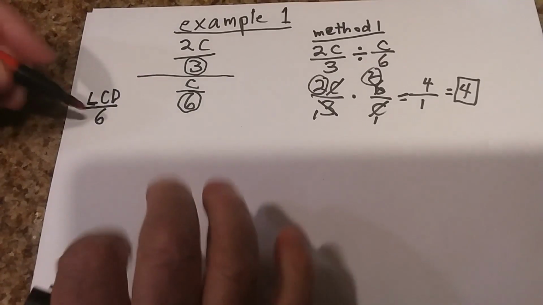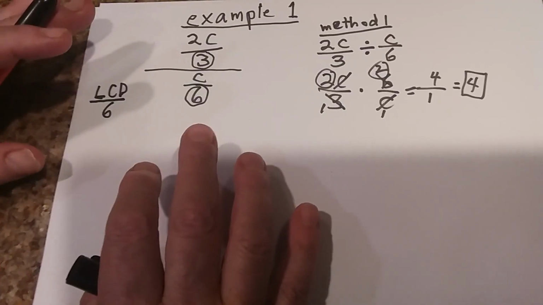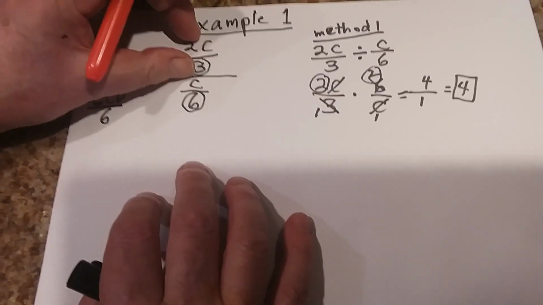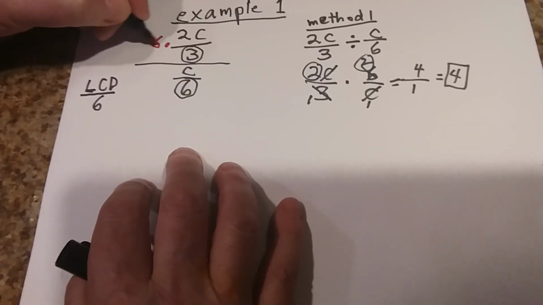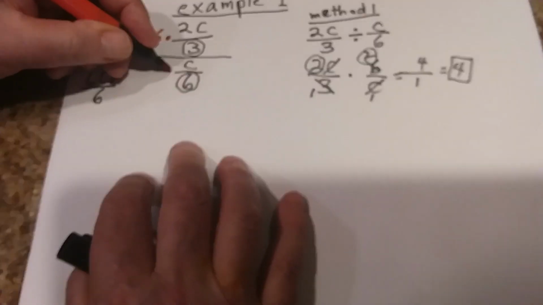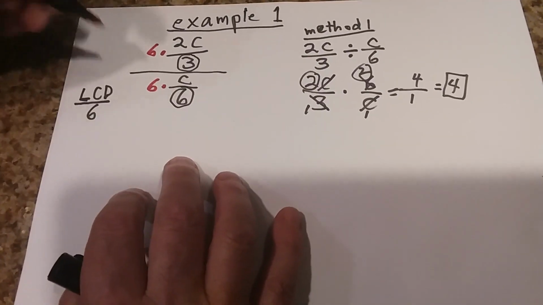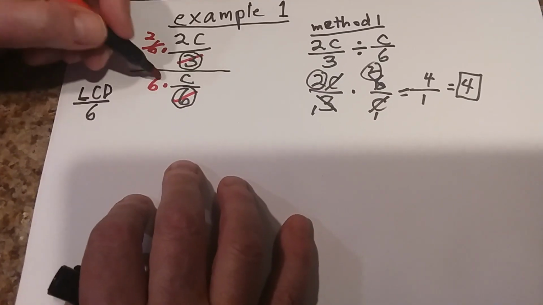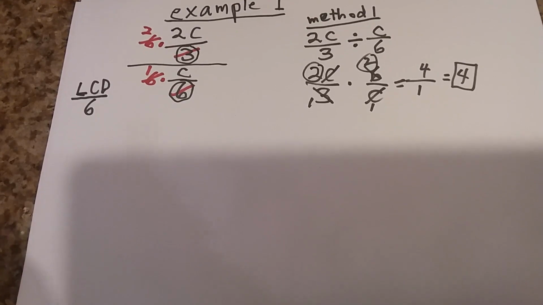And now using 6, you multiply everything by the 6. What do I mean by everything? Each component in the problem: 2c over 3 and c over 6. You multiply each of them by the LCD, in this case 6. Every time you do this method, things will cancel. 3 into 6 goes 2. 6 into 6 goes 1. And now we're ready to write the answer.